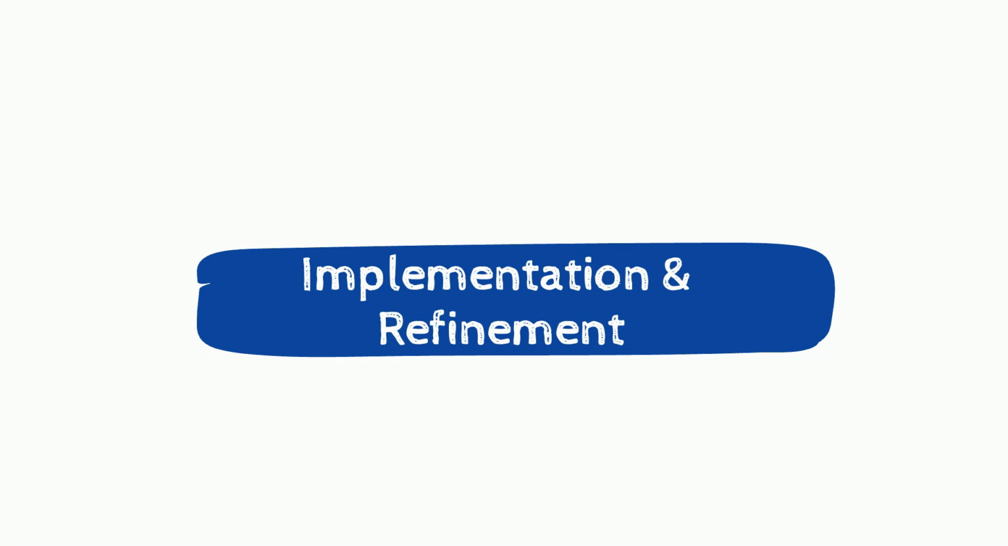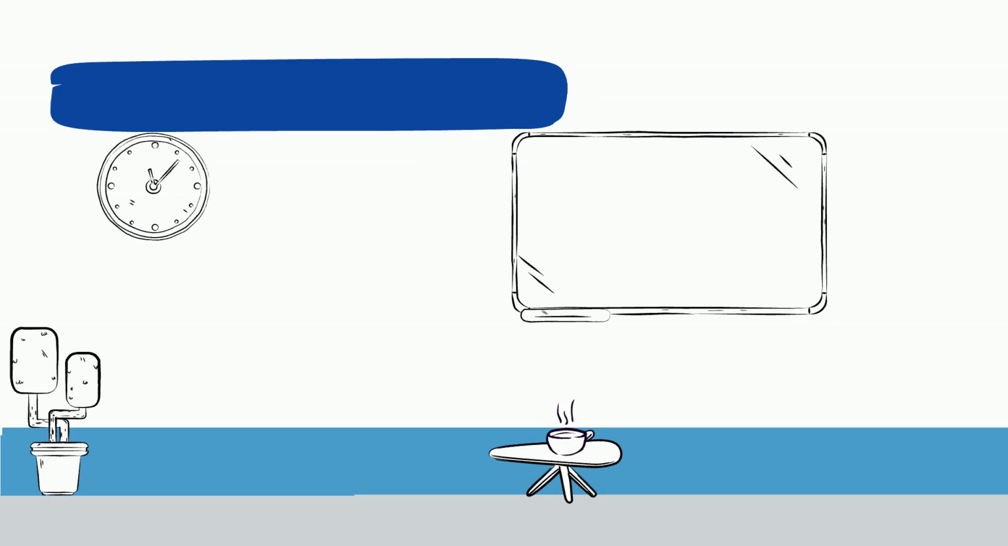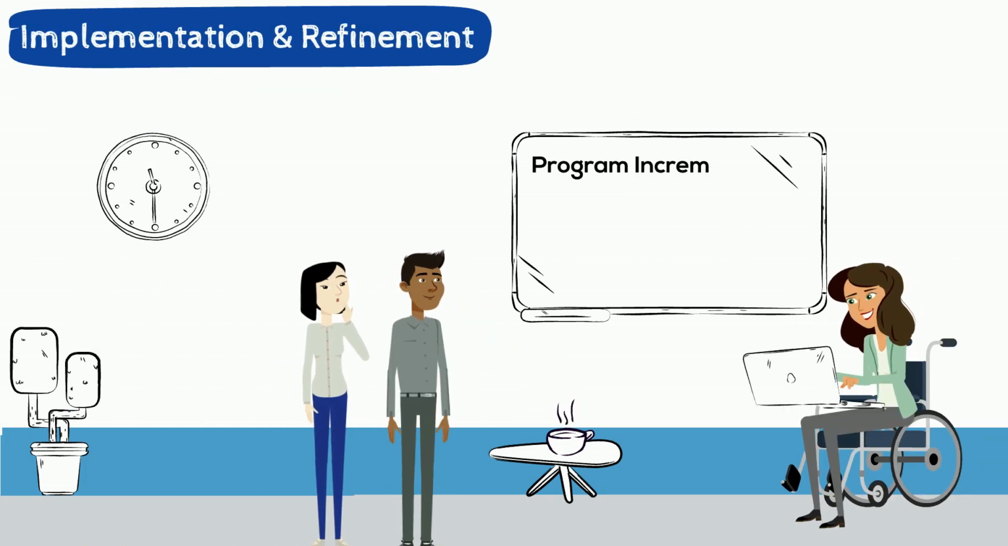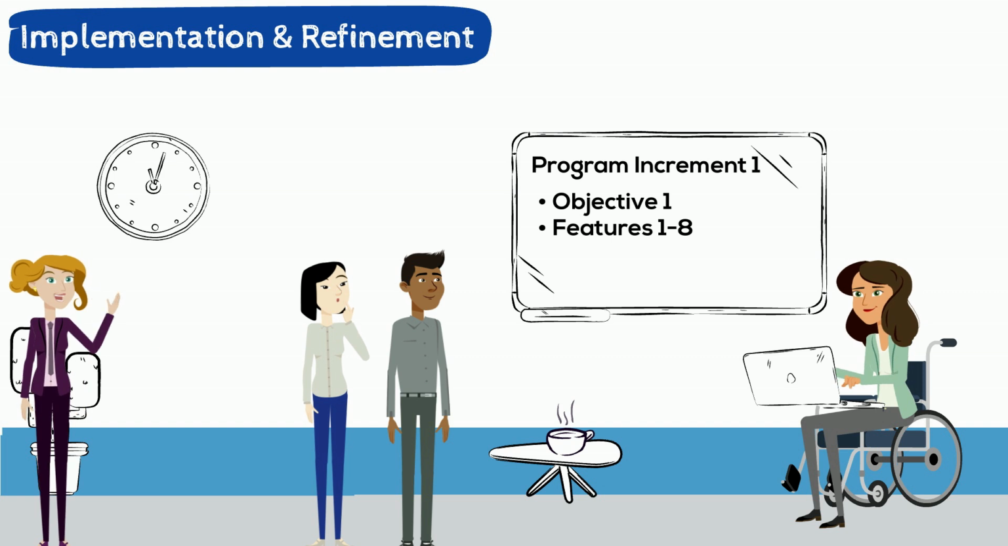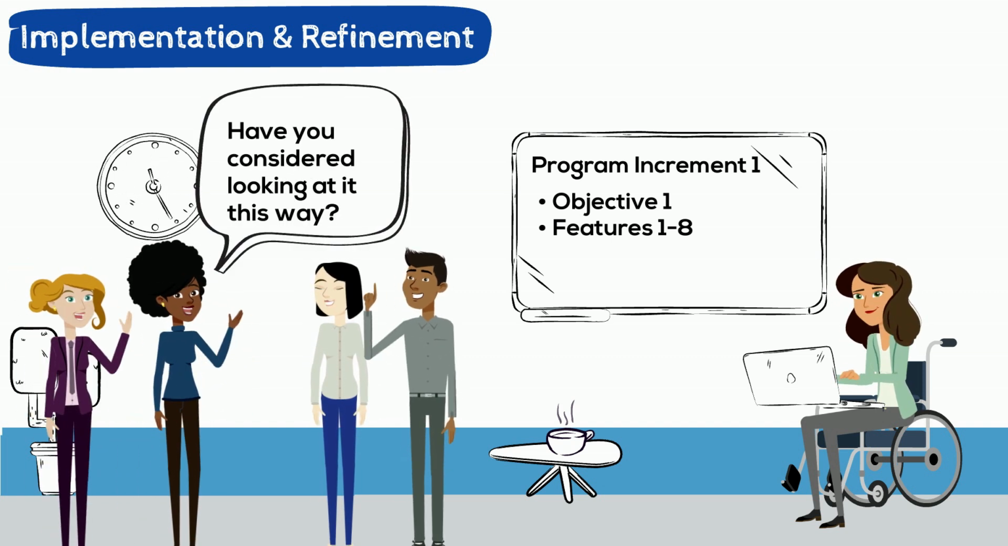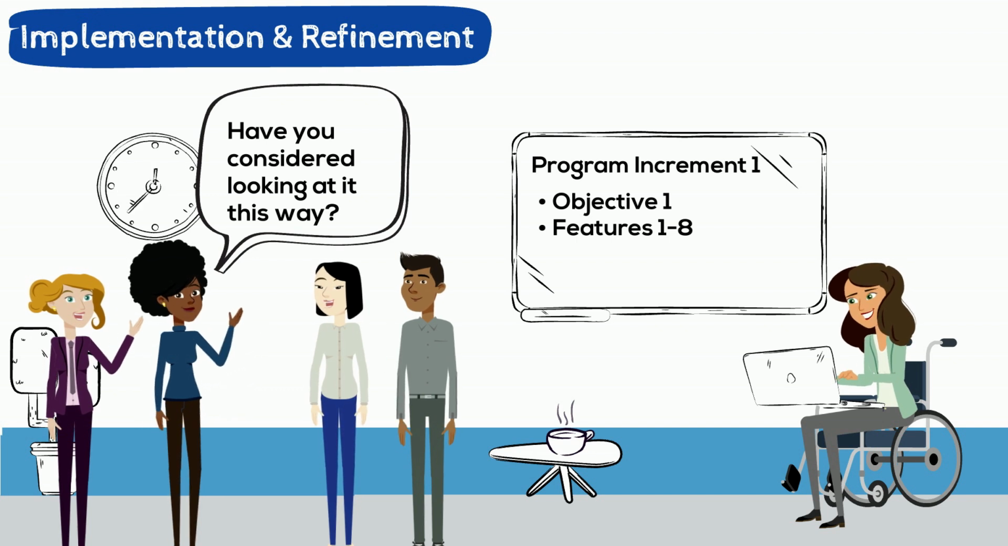Once the vendor is onboarded, we start implementation and refinement of the actual system. To do this, we plan for short cycles called program increments. Each program increment has objectives and features of the system to deliver on. The Working Steering Committee and Executive Steering Committee provide input and direction, but day-to-day planning happens with the core project team and vendor.